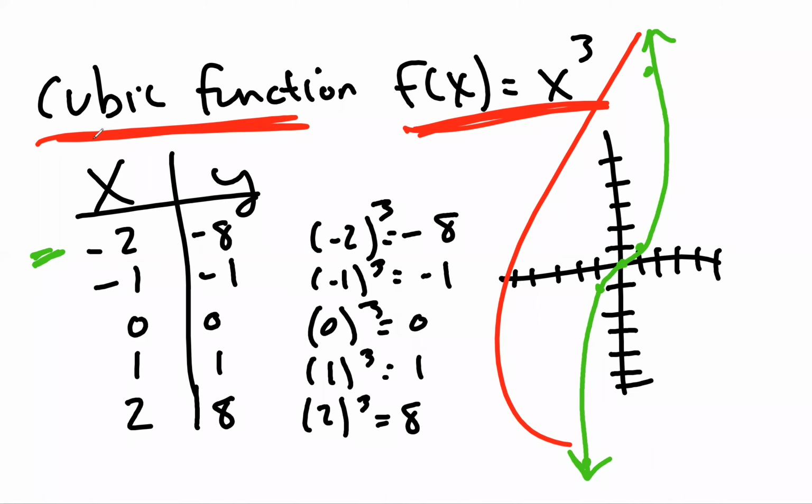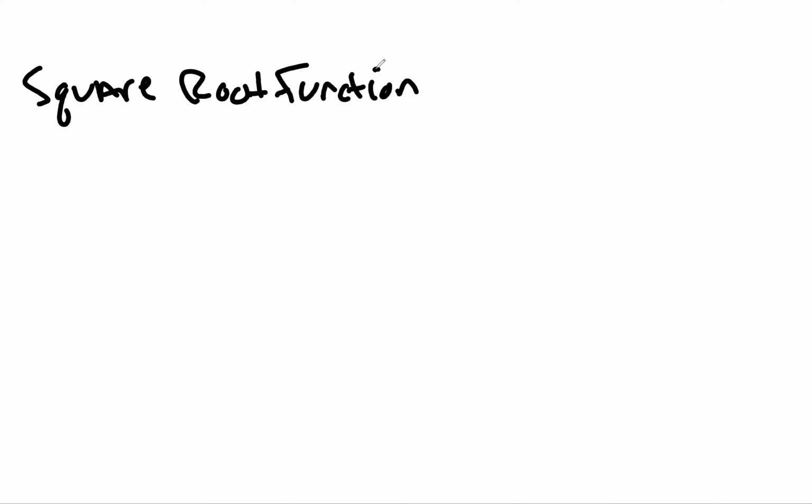Okay, so then let's take a look at the third parent function. This one, its name pretty much tells you exactly what it is. It is the square root function, and it is represented as f of x equals the square root of x. There's what it looks like.